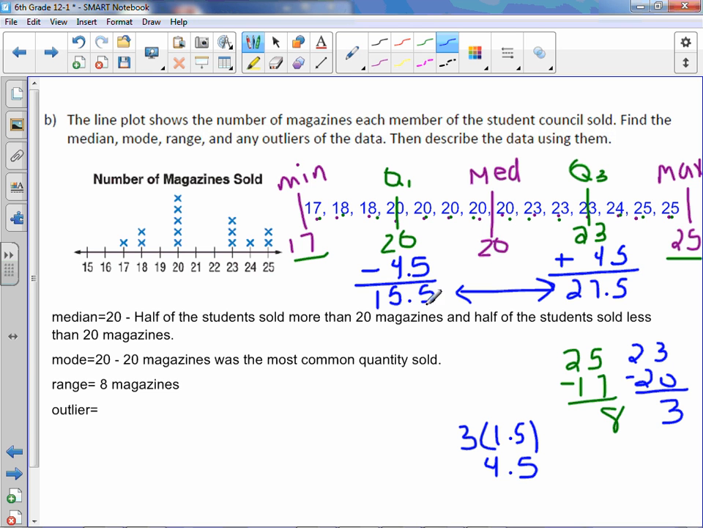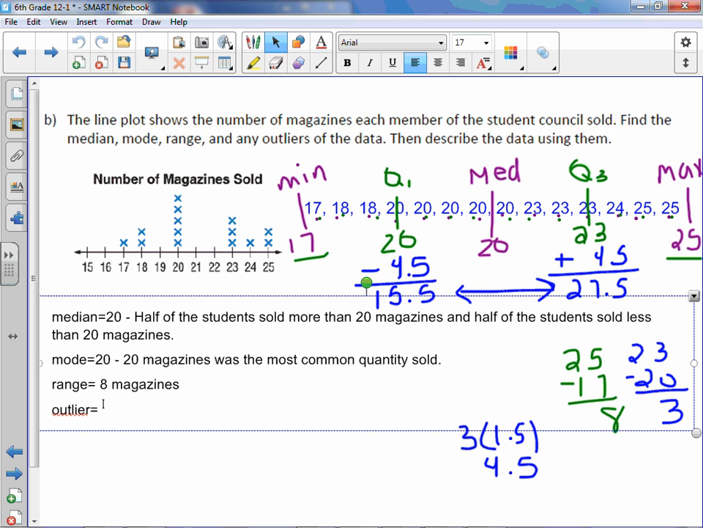17 is our minimum number. It is in between, so 17 is not an outlier. And 25, our maximum, is also in between, so therefore we have no outliers.